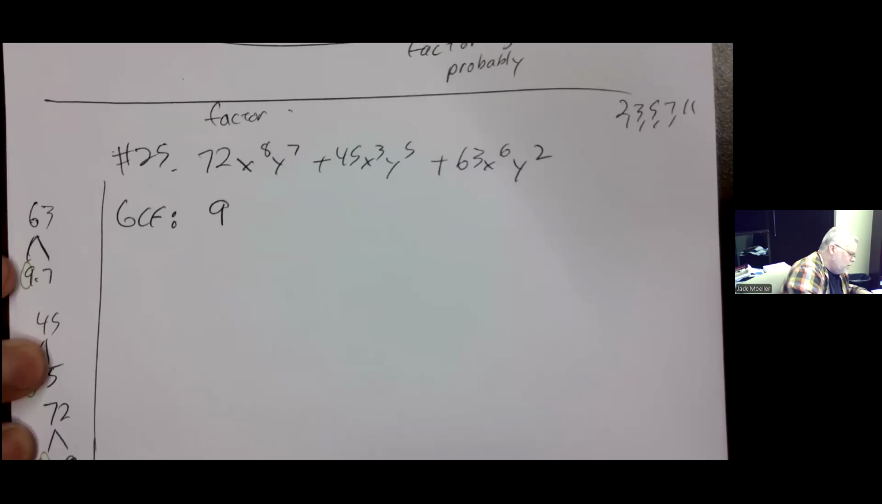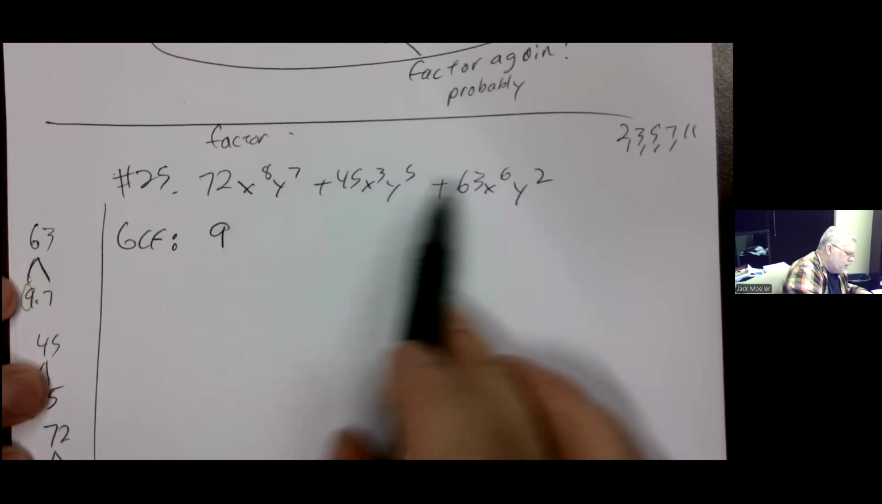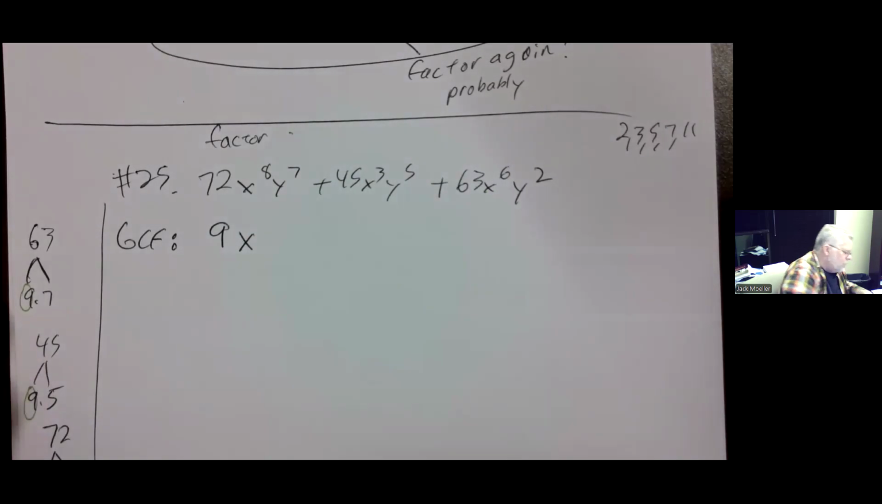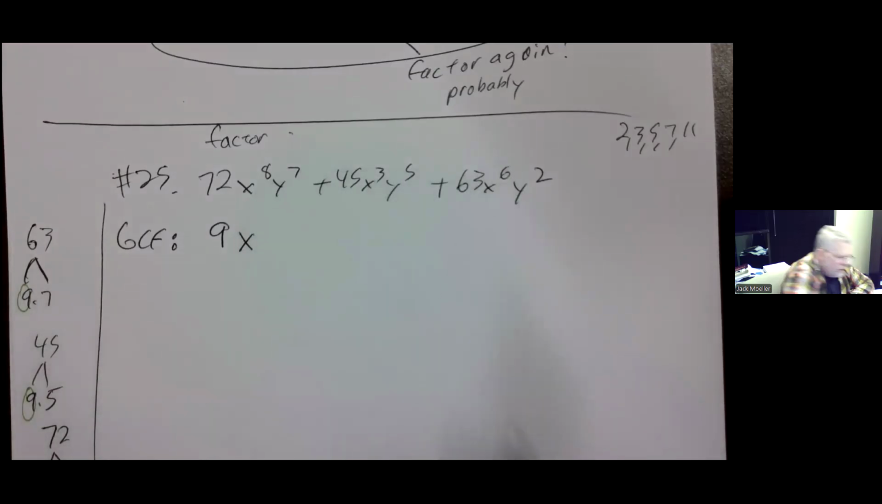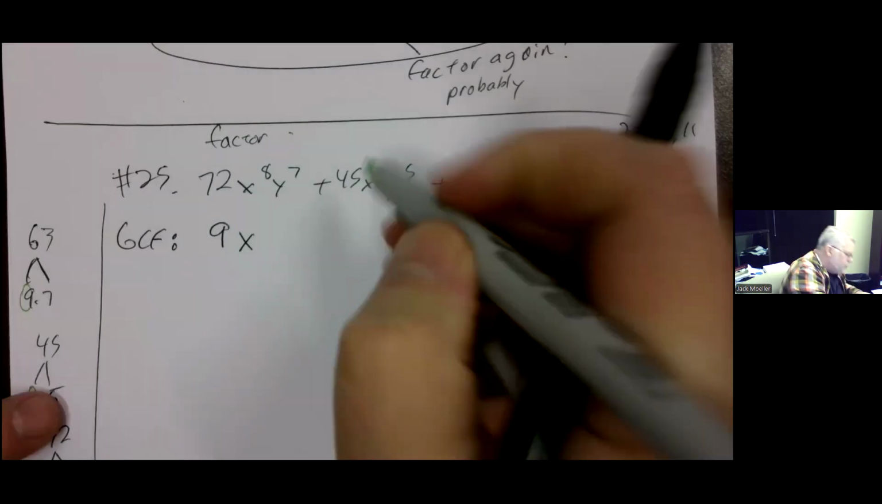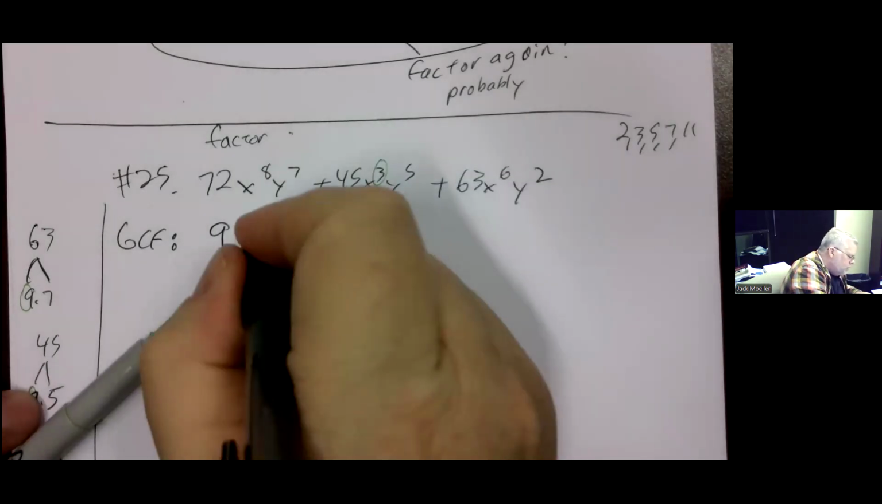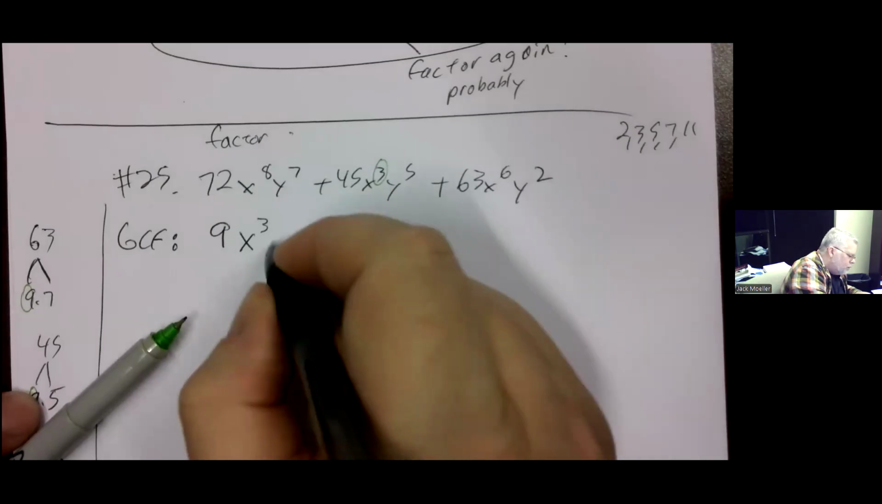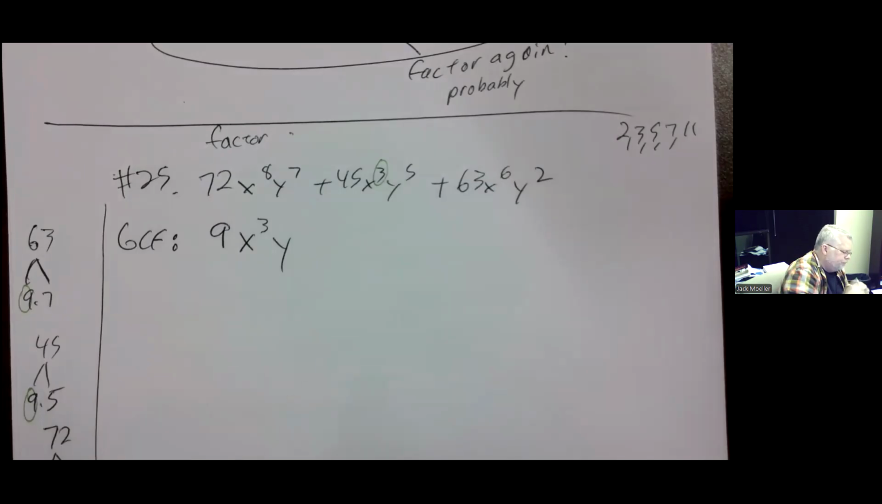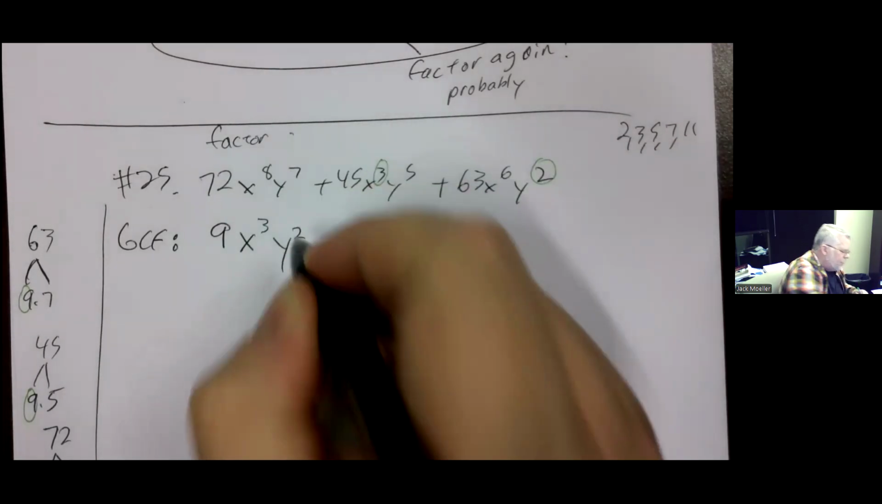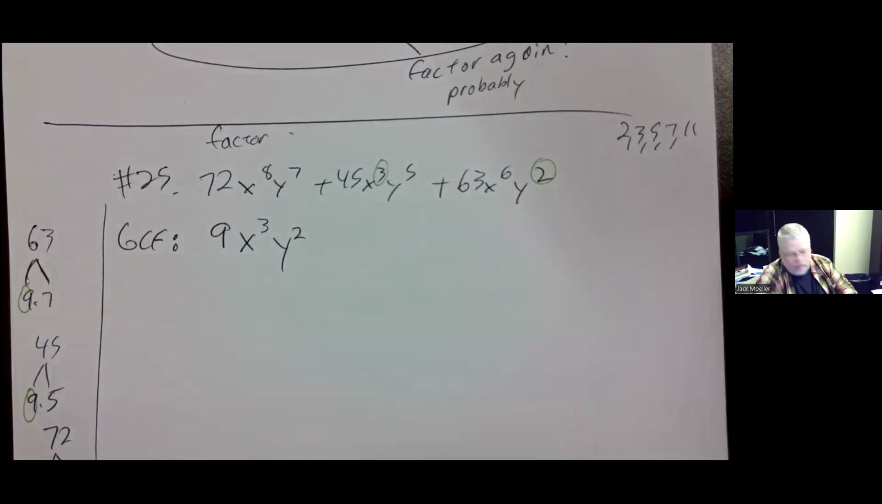Okay. So what about x's? There is an x in all of them. So what is the GCF for the x? Well, there's an 8, a 3, and a 6. The 3 is the smallest. And then there's a y in all of them, so we need a y. And 2 is the smallest. And again, remember, if you have a variable without an exponent, it's understood to be 1. You may want to put that 1 there to remind yourself.